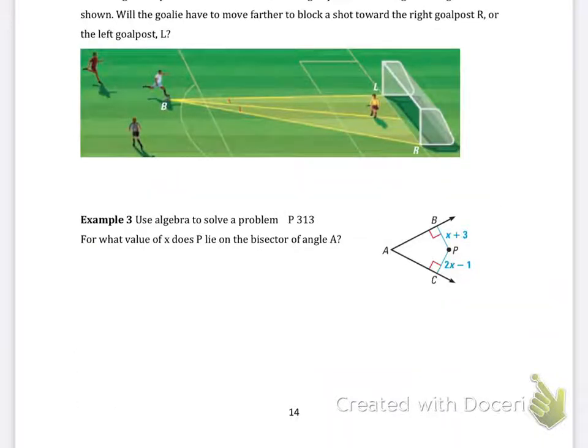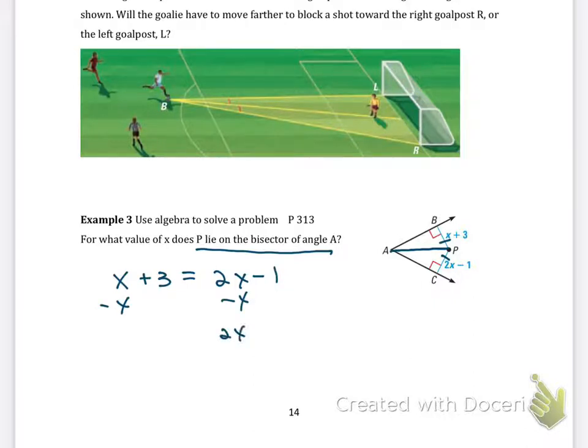Here is another example. So use algebra to solve a problem. For what value of x does P lie on the angle bisector? Okay, so if this is going to be on the angle bisector, what has to happen? This has to equal this. So let's see what value makes that true. So we're doing a little bit of math. Okay, subtract x. So now I have 2x minus 1x. Hang on, let me go back. So this is just 1x minus 1 equals 3. Add 1. 4 equals x.